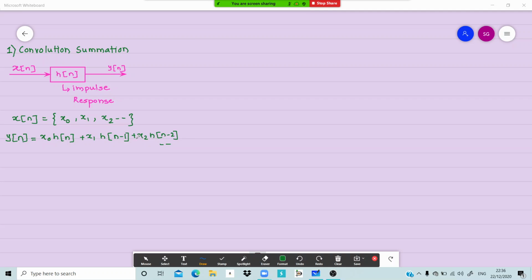Whatever this is, it is called convolution summation. How can I write this? I can write this as summation k equal to 0 to infinity. This k we are using for number of instances, and n is representing the nth input that you are having. So x k and h n minus k, and this summation is called the convolution sum.